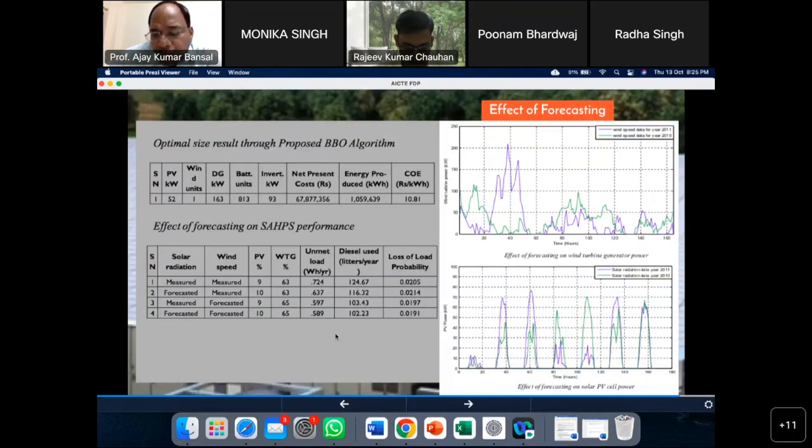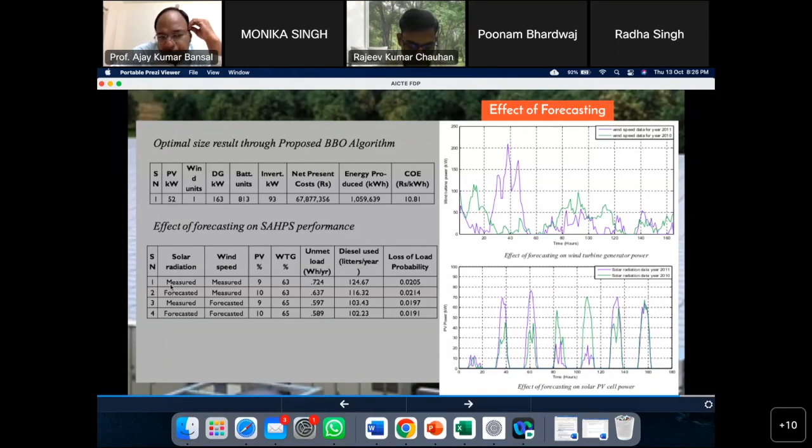And this is the effect of the forecasted data which we have analyzed as compared to the optimal size result which we have obtained from the BBO algorithm. So this is the optimal size result from the BBO algorithm, and then we have analyzed the effect of measured data versus forecasted data on the performance of this optimized hybrid energy system.